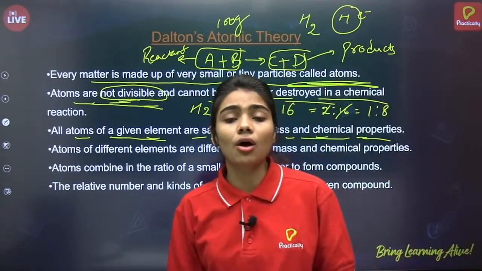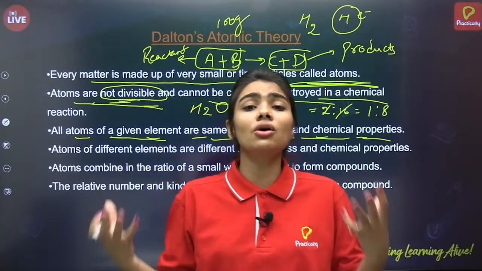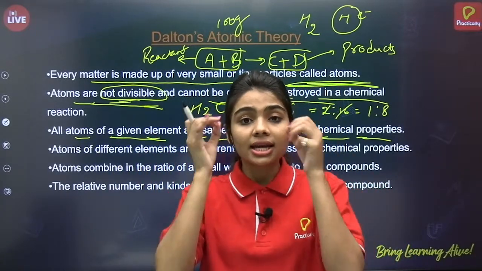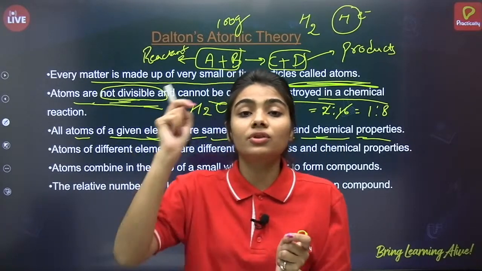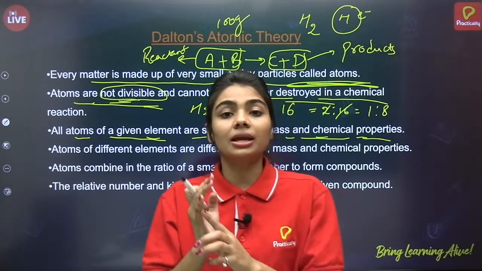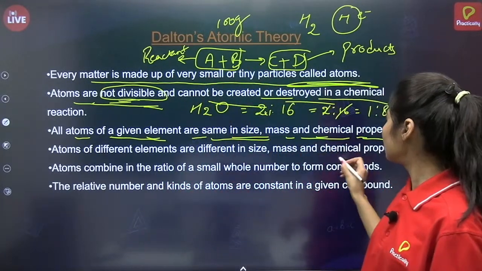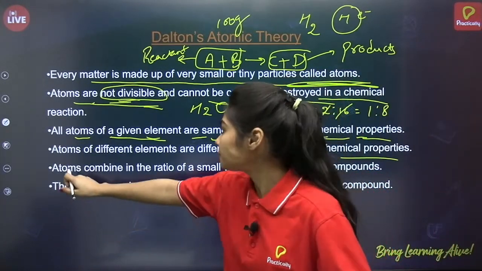Let's say if I talk about the hydrogen element, how many atoms are there? Millions of atoms are there. Each and every atom of that hydrogen element is the same in size, in mass and in chemical properties. They will show the same chemical property.